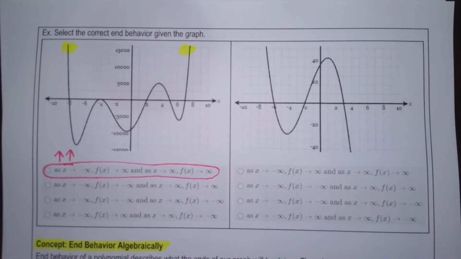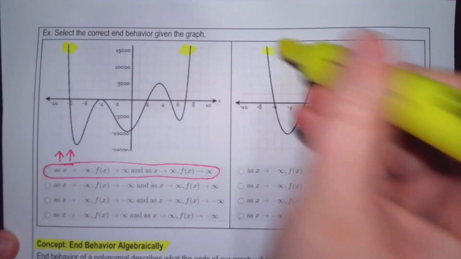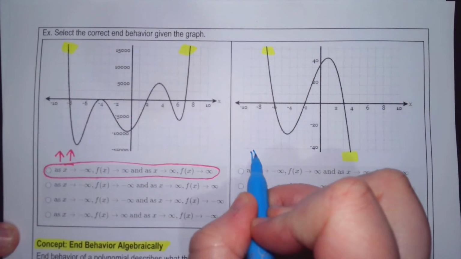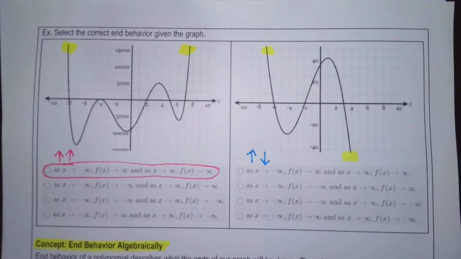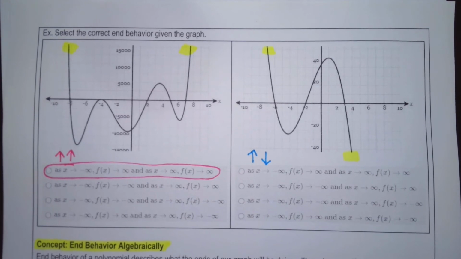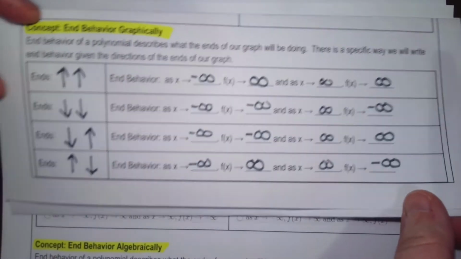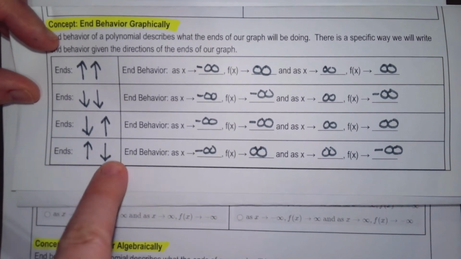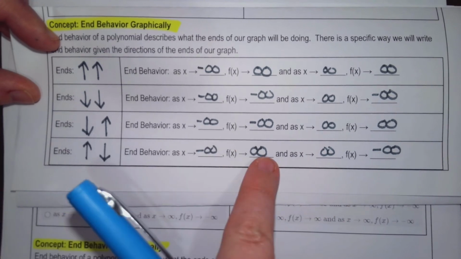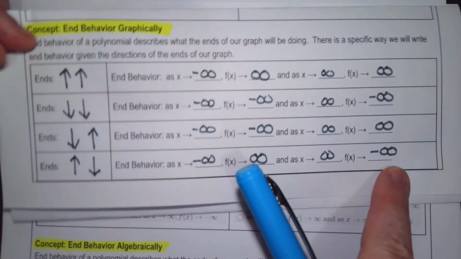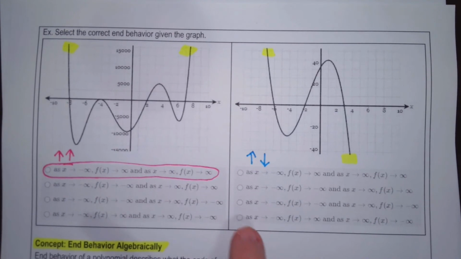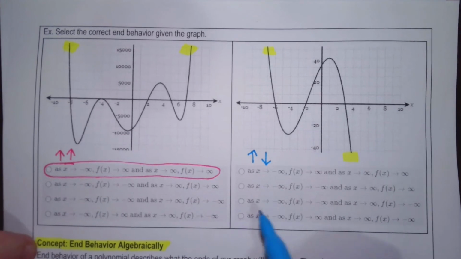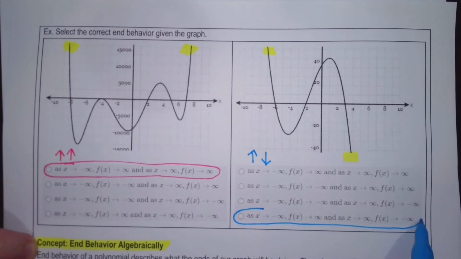All right, our next one. We look at our ends, and we have going up and going down. So the left is going up and the right is going down. Again, we come back to our chart. Down here at the bottom, left is going up, right is going down. So we want negative to positive, positive to negative. So let's look at our options. Down here at the bottom, negative to positive, positive to negative. So it is this bottom choice.